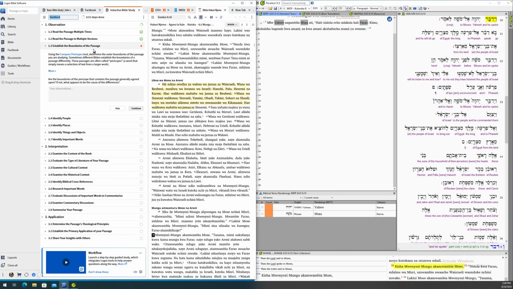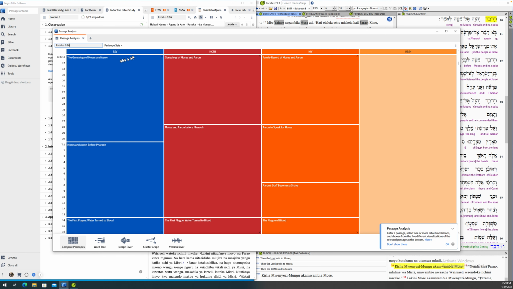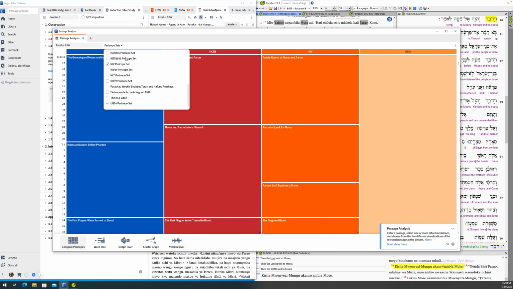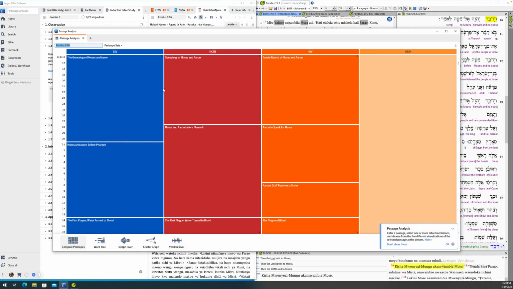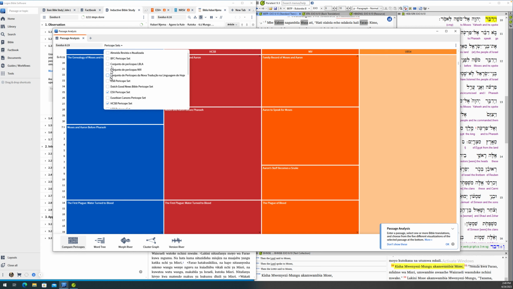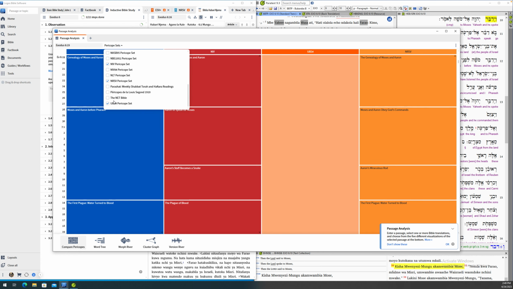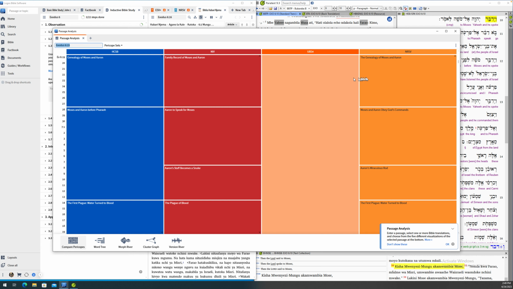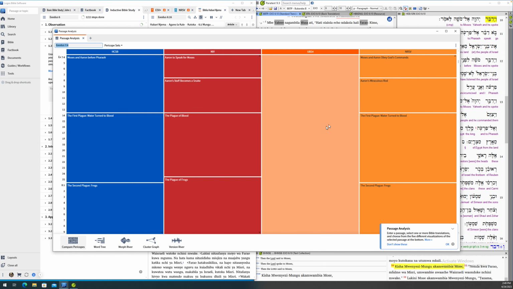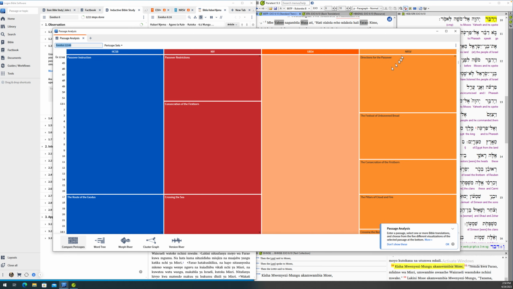Continue, establish the boundaries of the passage. So what you can do is compare the pericopes. You can click here, and then you can see how they've divided the passages between ESV, Holman Christian Standard, NIV, UBS. You can change this ESV to NRSV, and see how they've divided up the passages, the boundaries of the passages, and what differences you see.